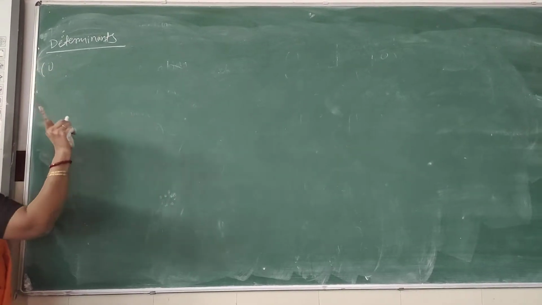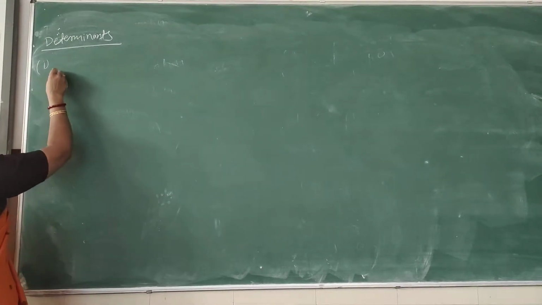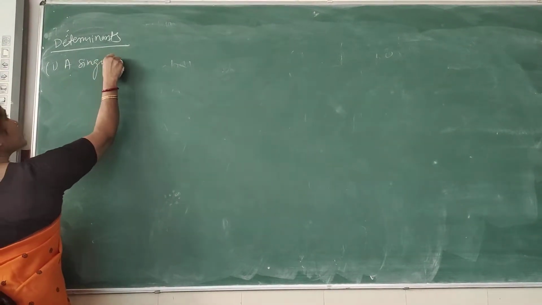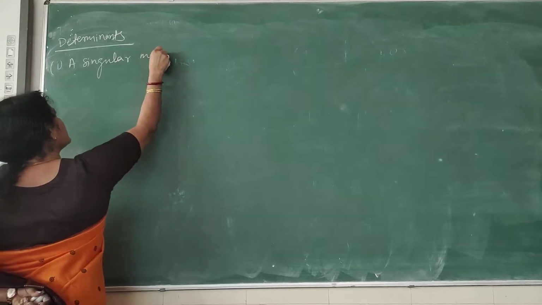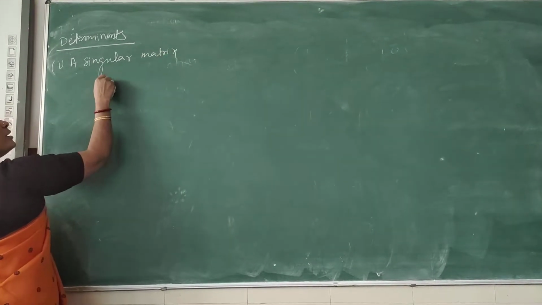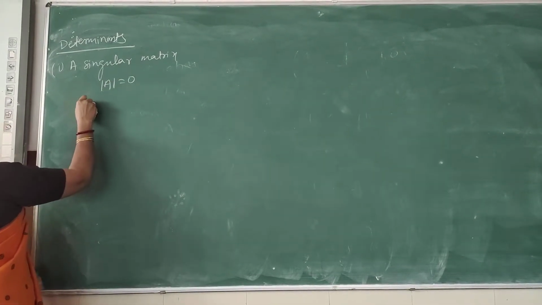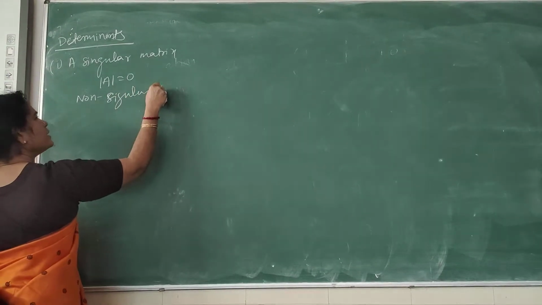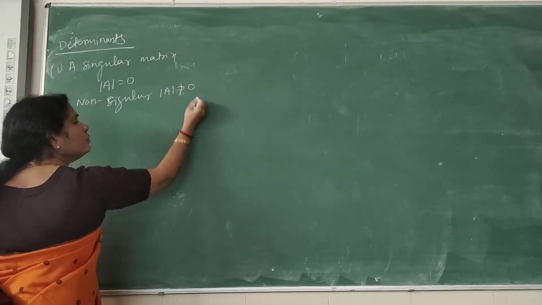Number one, first, matrices also I told you, that's also some formulae. If A is a singular matrix, what is the meaning of singular matrix? Singular matrix means determinant A equal to 0. Then of course non-singular means determinant A is not equal to 0.